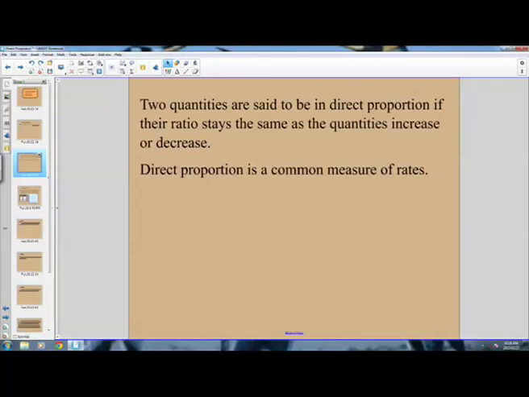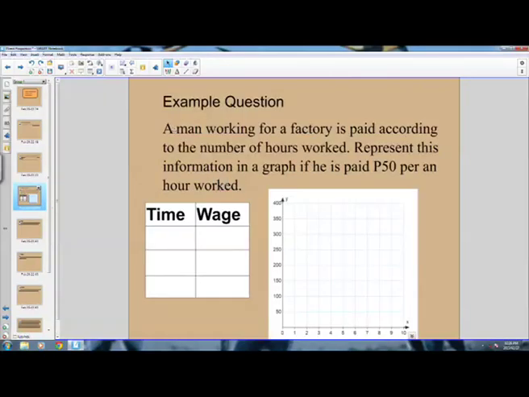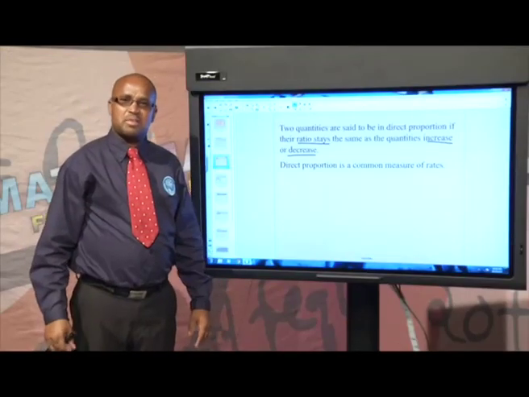Direct proportion says two quantities are said to be in direct proportion if their ratio stays the same as the quantities increase or decrease. That is, when you increase the quantities, the ratio stays the same. When you decrease the quantity, their ratio stays the same. Direct proportion is also a common measure of rates. If, say, you are paid according to the number of hours that you work, your payment will be calculated basing on direct proportion.